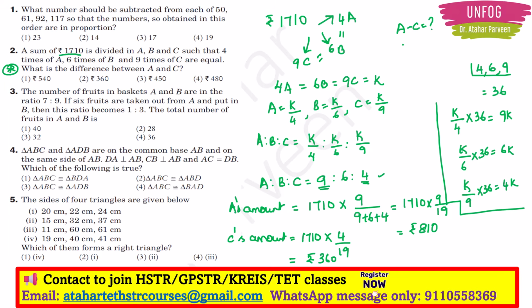Okay. So my A's amount is 810 rupees minus C's amount is 360 rupees. So this is going to be equal to 450 rupees. So option 3 will be the correct answer here. So this is a very common procedure which we always do when we get this type of problem wherein we are getting a sum of amount and it is divided into 3 different people, and the way the amount is divided is given in the question, then we can utilize this ratio procedure and we can find out the answer. Okay, clear, right?